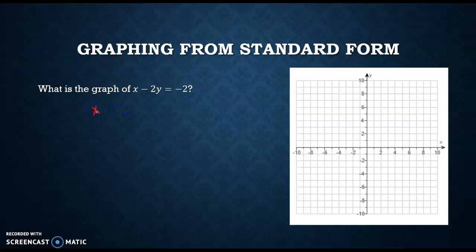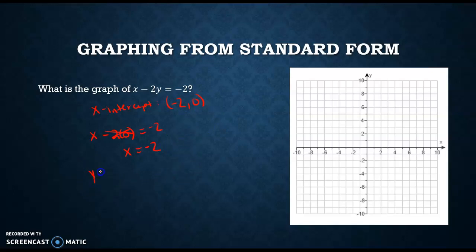We need the x-intercept, and that is when y is 0. So I know that that's going to be a number comma 0. And so to find it, I'm going to do x minus 2 times 0 equals -2. And 2 times 0 is 0, so this goes away. And so I have x equals -2. And so that's my x-intercept.